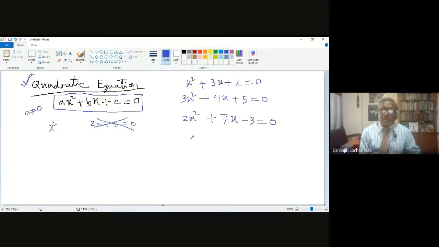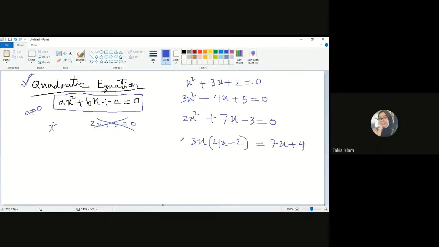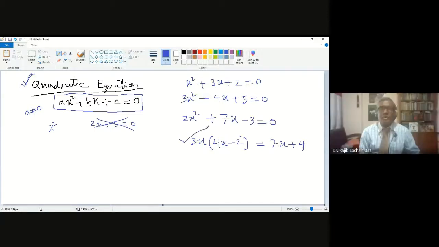Possible. So if I write 3x bracket 4x minus 2 equal to 7x plus 4, do you think it is a quadratic equation? The last one? Yes, sir. Yes, it is also a quadratic equation because there will be x square and no cube, no power 4, and there is only one variable, only x. So it is a quadratic equation.